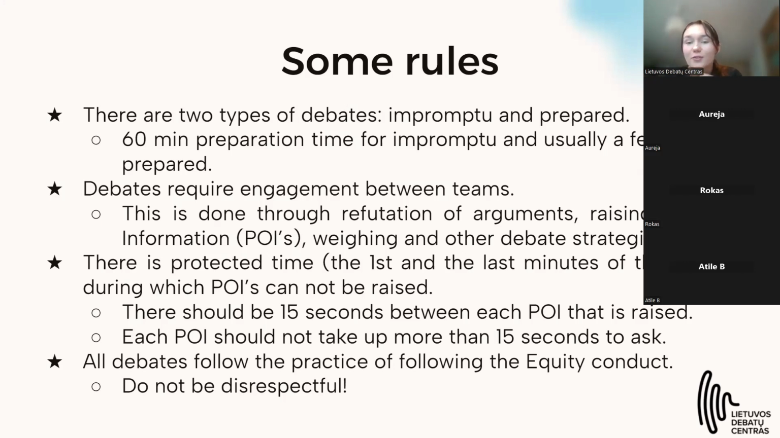In order to have a good debate, substantial debates require engagement between teams. This is done in multiple ways. Firstly, through refuting your opponent's arguments, but also through raising questions that we call points of information. There's also something called weighing, another debate strategy that we're going to talk about in later sessions. But just so you know, at the very core of debates, you should always be engaging with your opponents.